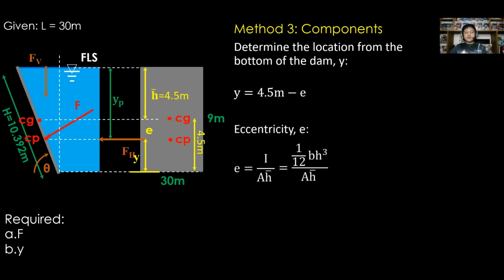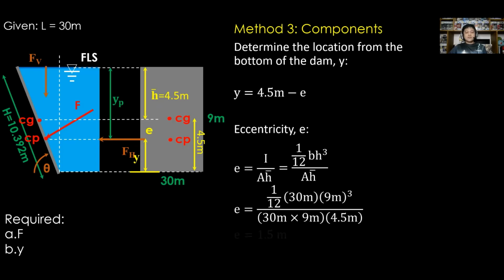Solve the eccentricity of the projected surface. E is equal to I all over A times h bar. And for a rectangular surface, I is equal to 1 over 12 times B times h raised to 3. Substitute B as 30 meters, h as 9 meters, and h bar 4.5 meters, again of the projected surface. E therefore is 1.5 meters. And substituting in the equation of y, y is equal to 3 meters above the bottom of the dam.